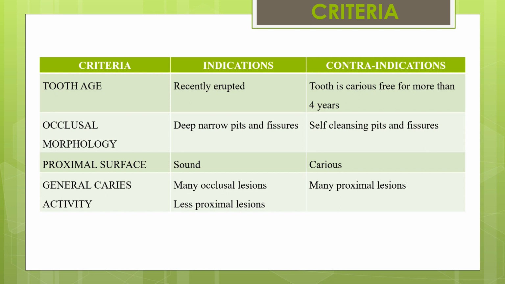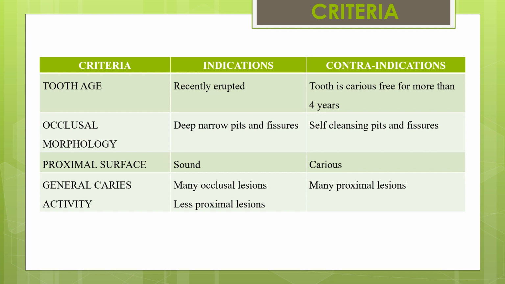Criteria for tooth selection. The pit and fissure sealant is indicated in a recently erupted tooth and in a tooth with deep, narrow pits and fissures like I-type, A-type, and inverted Y-type. The proximal surfaces are expected to be sound, with incipient occlusal lesions and no proximal lesions. These are the indications for the placement of pit and fissure sealant.